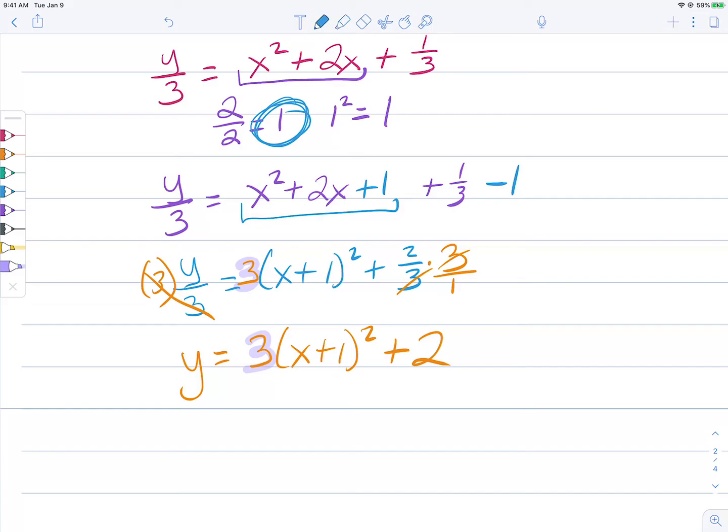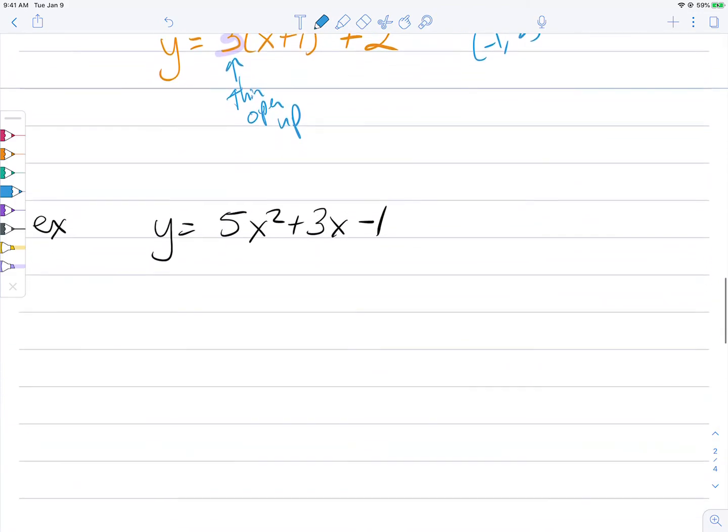So now I can say that my vertex, if I wanted to know my vertex, is at (-1, 2). And this parabola is going to be a very thin parabola opening up because my slope is a 3. The sides of my parabola are going up 3 times quicker than the original y equals x squared parabola.